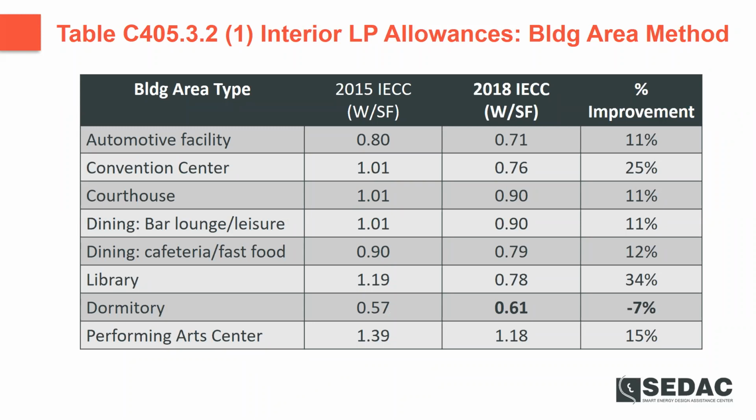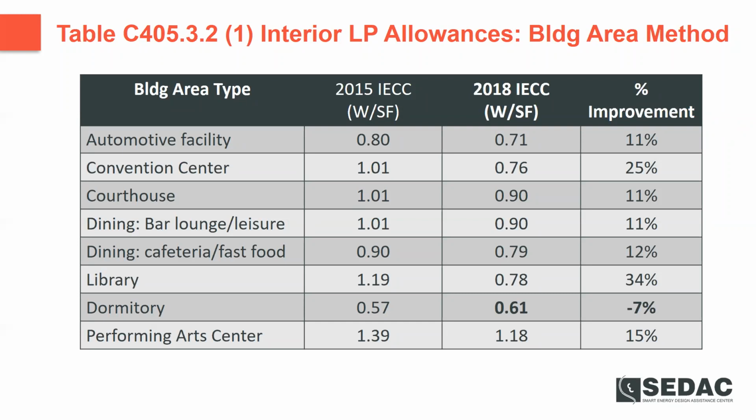Here, noting the building area method, we've seen a slight improvement from the 2015 to the 2018, about just over a 10% change for most spaces. The last three we call out here because for libraries, they saw the most dramatic reduction, dropping by over a third from 2015 to 2018. Dormitories, we saw an increase between the two code cycles. And the Performing Arts Center, we call out here because that is the highest one on the table.